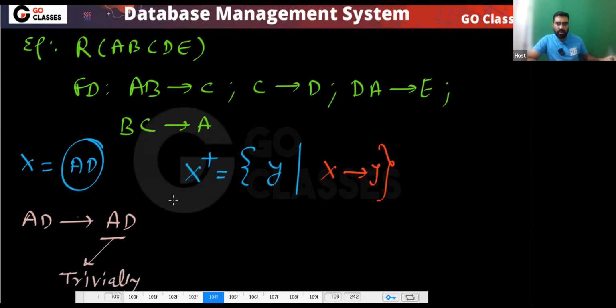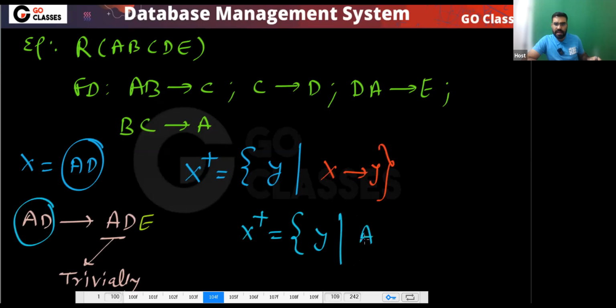It can also determine what? Now you can notice this AD can also determine E. Okay, this AD can also determine E. Now, what this can determine, those things we will put. Now in this X plus, we will put those things which ADE can determine.